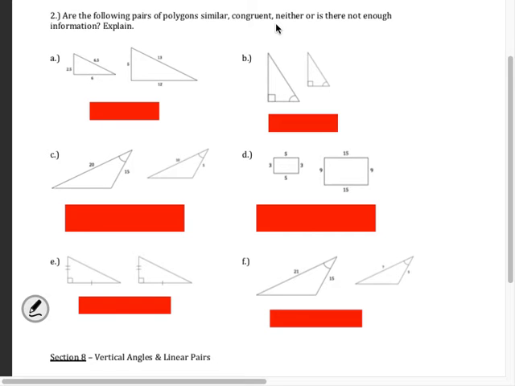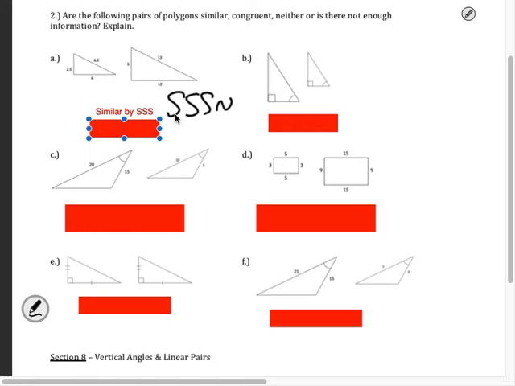Let's go ahead and see how we're doing on this. So on A, we have sides 6.5 to 13, 2.5 to 5, and 6 to 12. Hopefully you guys would all agree that this would be similar by SSS. Now, you can write on your paper, side, side, side, similar. Okay? What about B? Not enough information. Are you sure? AA. Angle, angle, similarity shortcut.